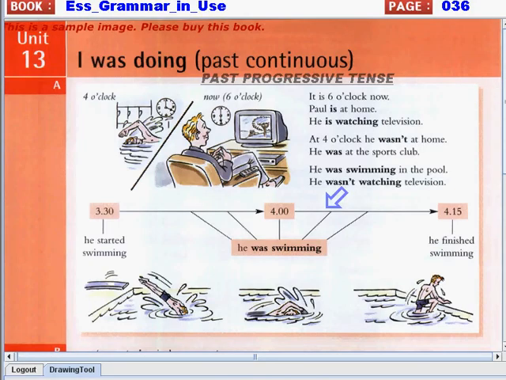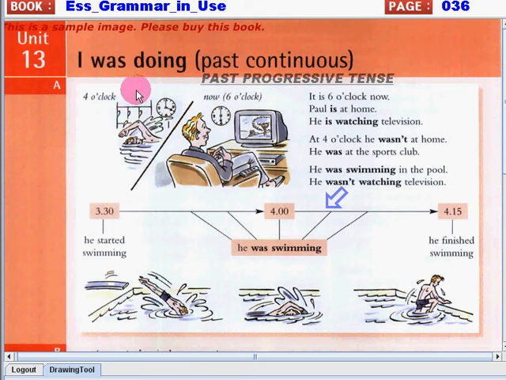So, let's take a look at the pictures here in our book. We have a situation here. This is Paul. It is 6 o'clock now. Paul is at home. He is watching television. As you can see, our verbs are in the present tense because it is what's happening now, now that it is 6 o'clock. Now we have another picture here. This is what Paul was doing when it was 4 o'clock.